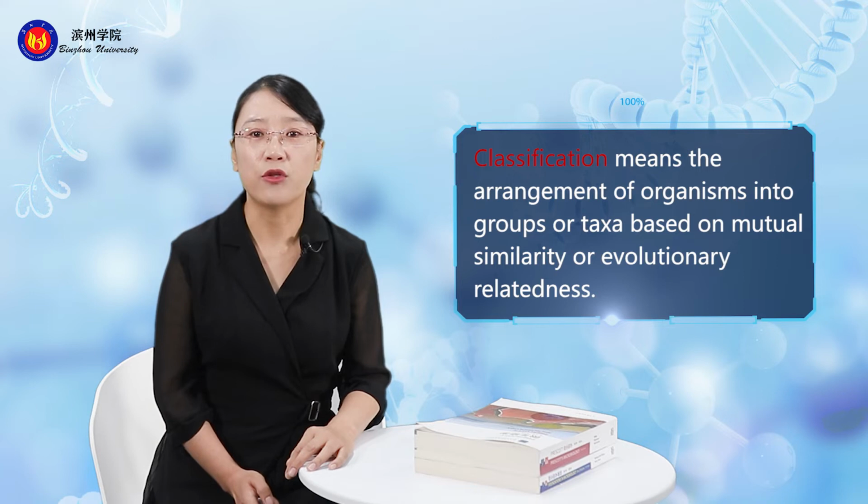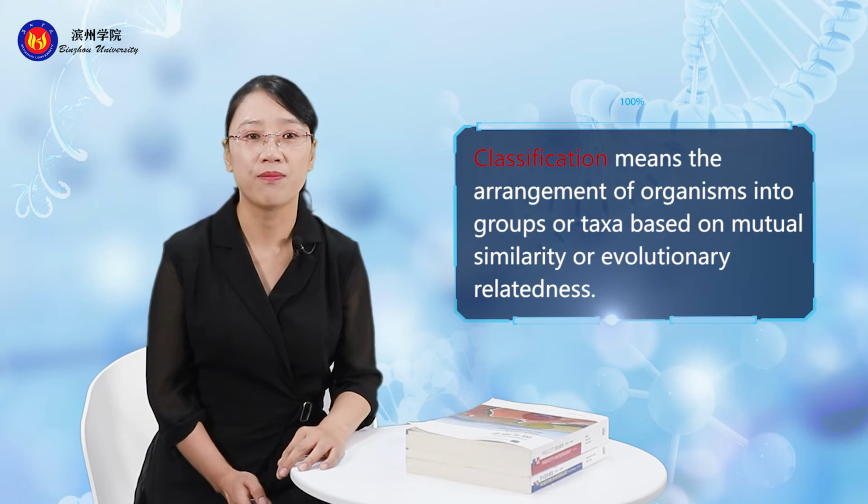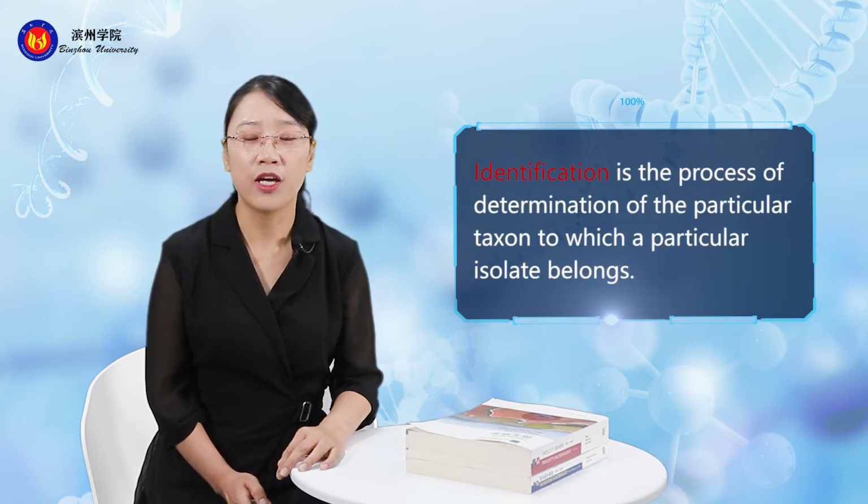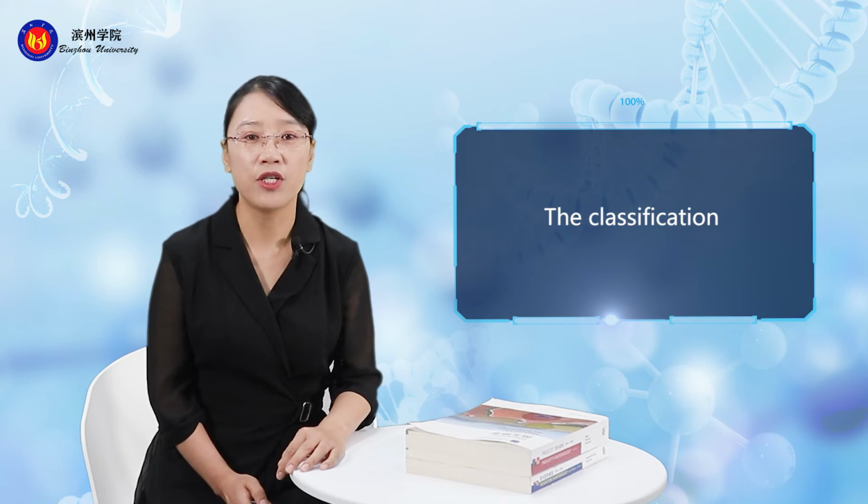Classification means the arrangement of organisms into groups based on mutual similarity or evolutionary relatedness. Nomenclature means the assignment of names to taxonomic groups in agreement with published rules. Identification is a process of determination of the particular taxon to which a particular isolate belongs. In this class, let's get to know the classification.